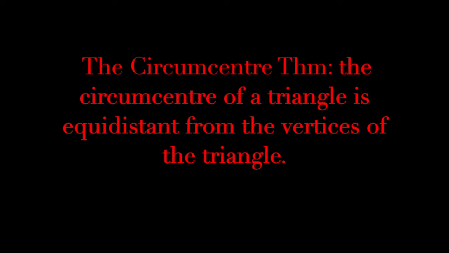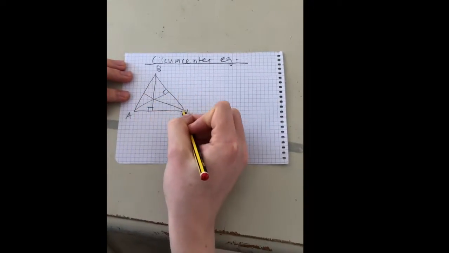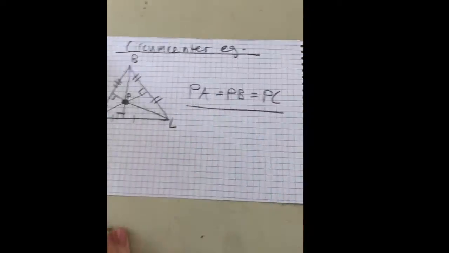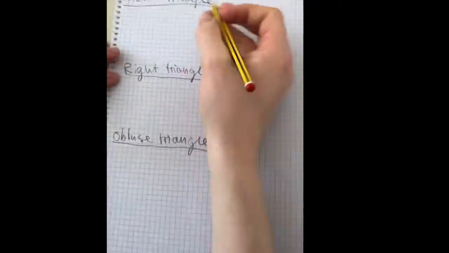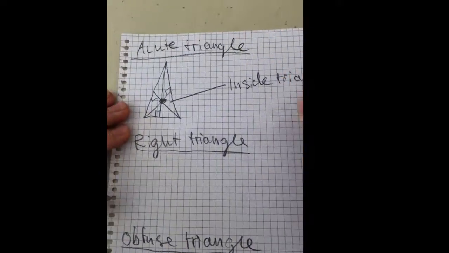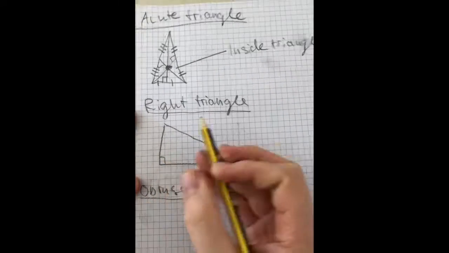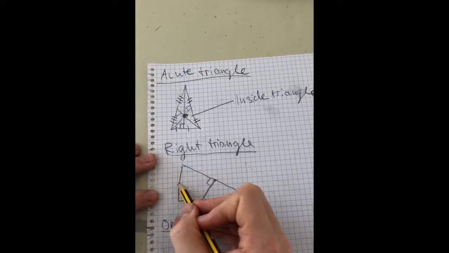Let's have a look at this theorem. The circumcenter of a triangle is equidistant from the vertices of the triangle. So, for example, in triangle ABC, we can assume a point P, which is now the circumcenter. This means it is equidistant from the three vertices, and therefore PA is equal to PB, which is equal to PC. The circumcenter can be inside of the triangle if it's an acute triangle, on the triangle if it's a right triangle, or outside of the triangle if it's an obtuse triangle.